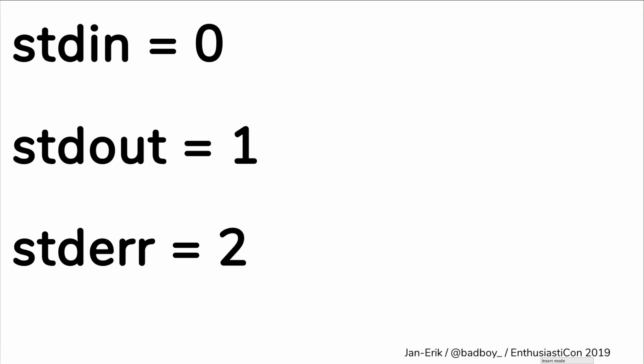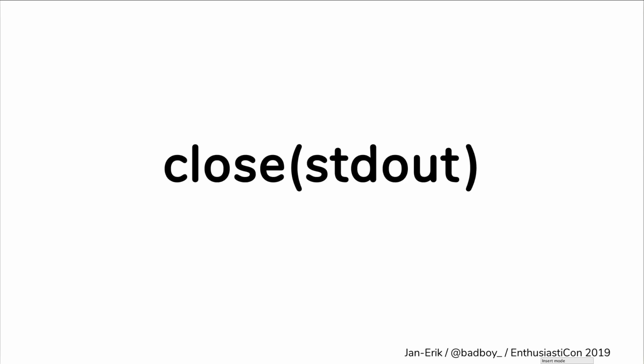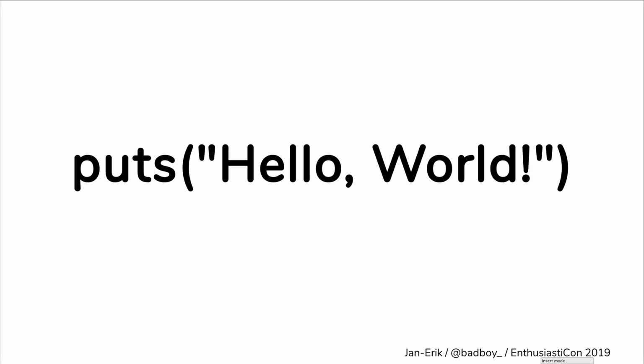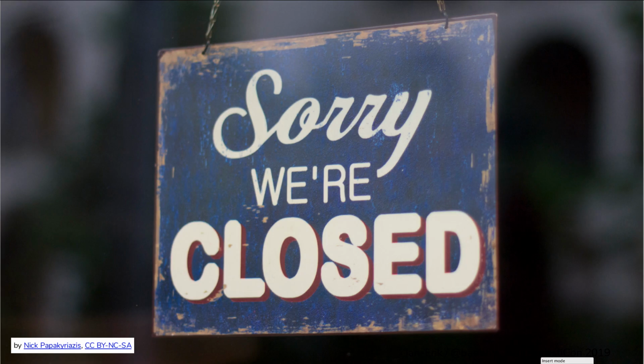That also means we can just execute the same functions on it. For example, we can close standard out. Now, what happens if we try to print something? Well, nothing. We don't see anything anymore. We close standard out. We can't print to it anymore.